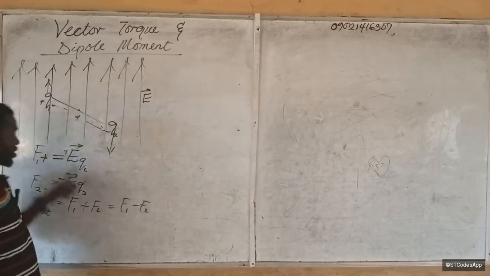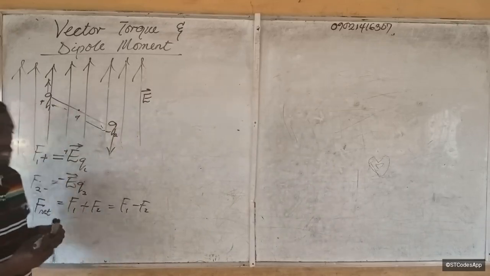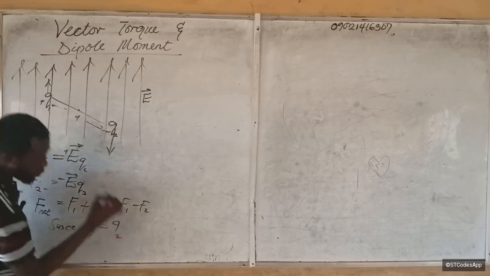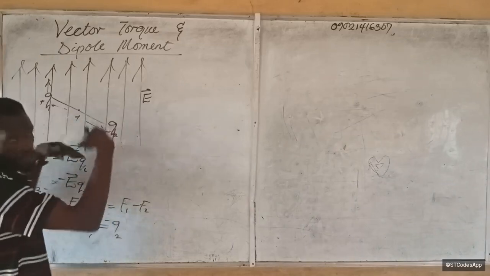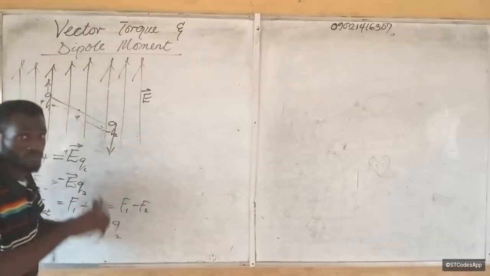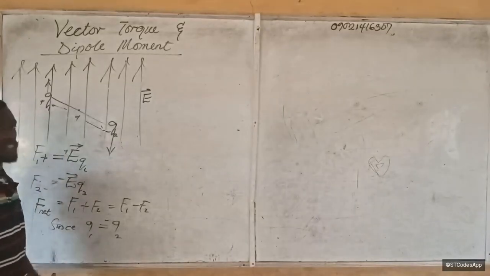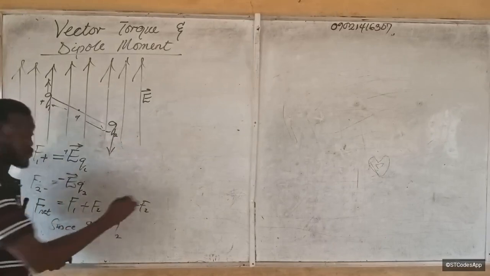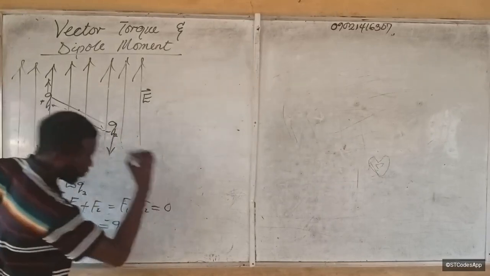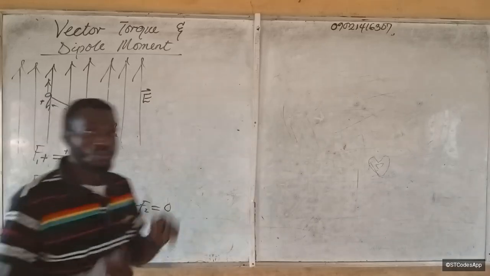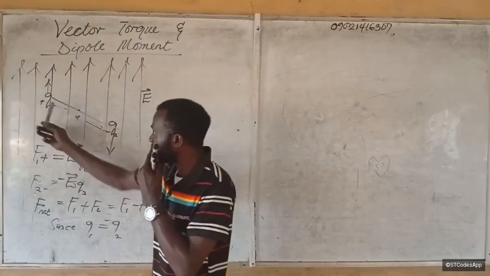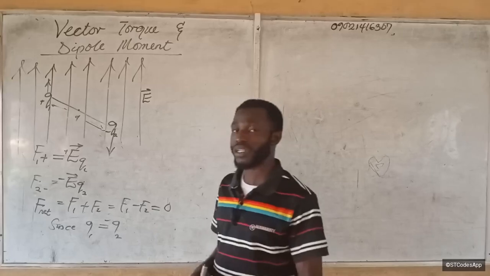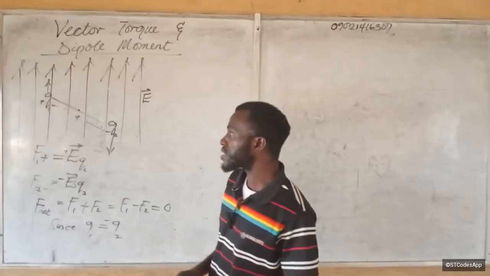And being equal, since Q1 and Q2 are equal but opposite, in a uniform electric field, keep in mind that my electric field is uniform, because in a non-uniform electric field, this will not be the case. So in a uniform electric field, since Q1 and Q2 are equal, then F1 and F2 are also equal, which means that F net is equal to what? 0. So the sum of forces that are acting on the electric dipole is going to be what? 0. Okay?